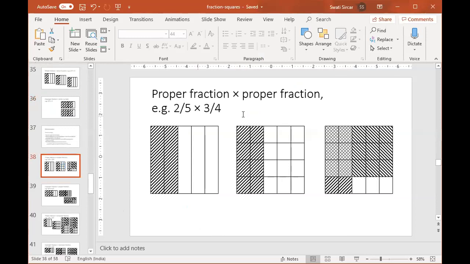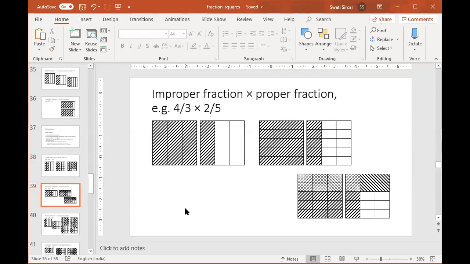If you want to do proper fraction times proper fraction, square is the best way. You can cross-hatch this way, then split it the other way, and then you get the doubly shaded part, which gives you the product. So this is an example of proper times proper.